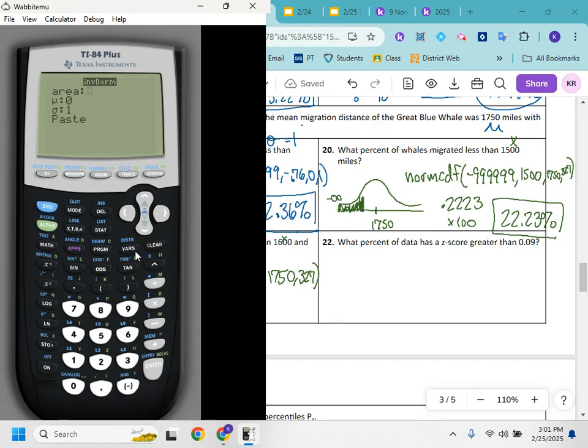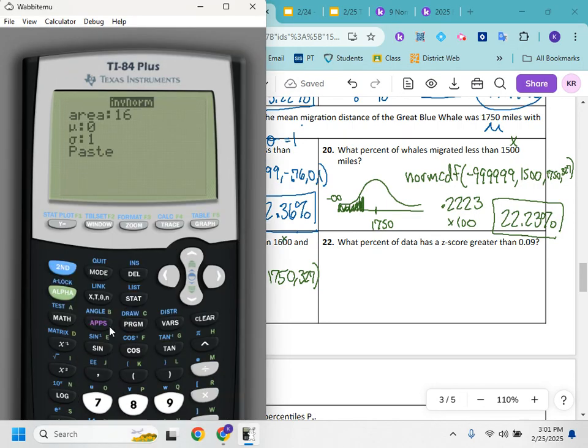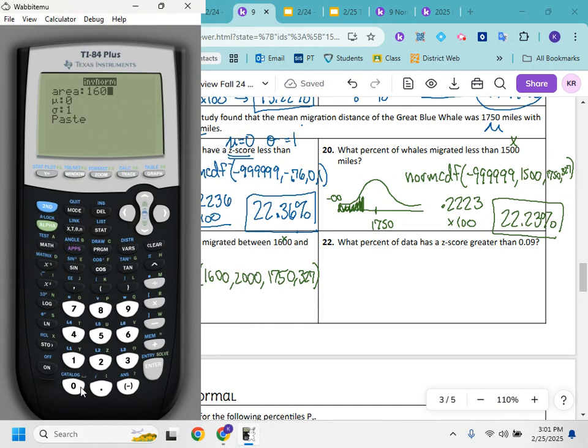Whoops, not inverse. Normal. 1,600, whoops. 1,500, come on. 2,000. I'm still in inverse. Come on, I didn't want that. Second, bars, 2. There you go. 1,600, I'll get there. 2,000. Make sure you have enough zeros. People mess up because they don't have enough zeros.